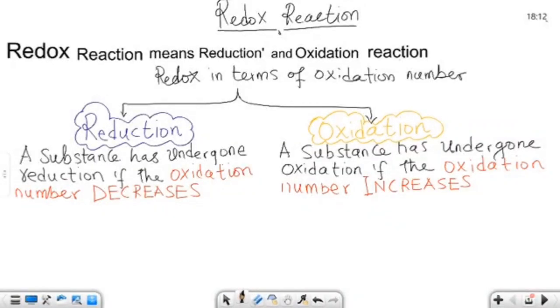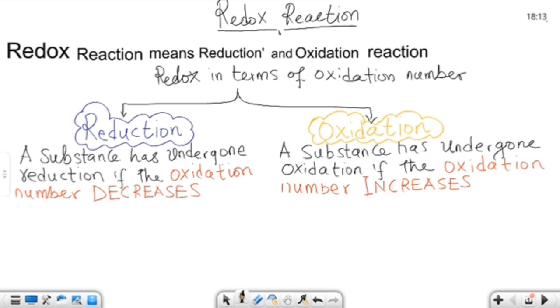So in today's class, we are going to see how to determine a substance undergoing reduction and a substance undergoing oxidation in a chemical reaction. Firstly, let's look briefly at the definition of redox reaction in terms of oxidation number.